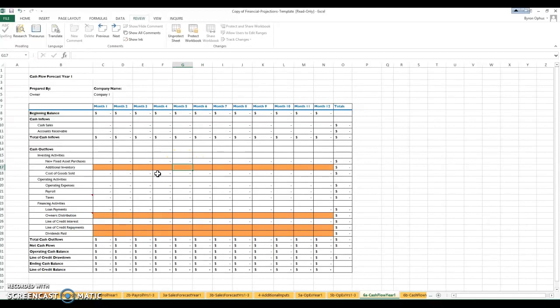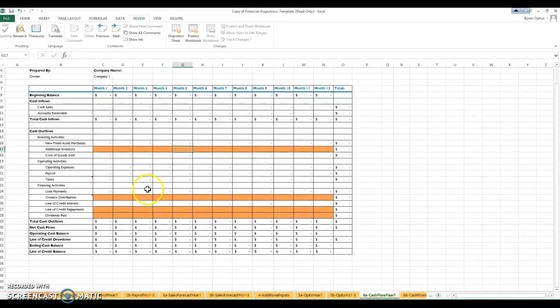But if I see some, they're usually fairly small. Owner's distribution. This is where you pay yourself. I fully expect that you will have some owner's distribution here. Okay, it's not unusual to go a few months without it.